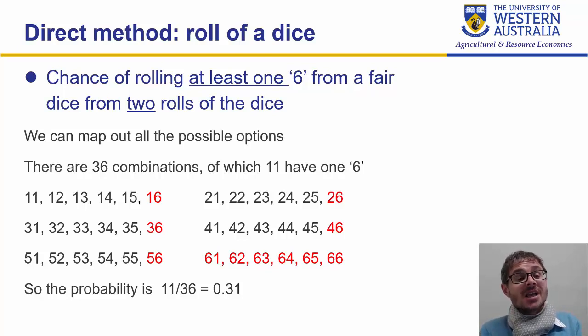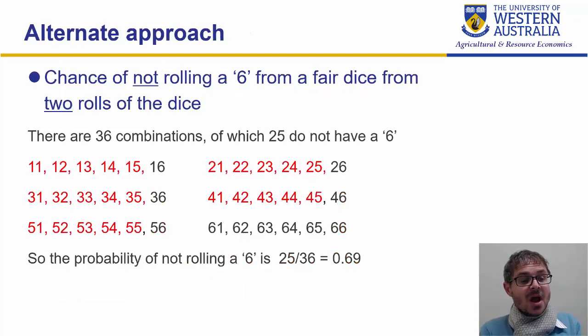All right, so again, let me flip the question around. What is the chance of not rolling a 6 from 2 fair dice? Again, all the combinations that weren't red before are now red. These are all of the chances that you could not roll a 6. So you can see that there are 25 out of the 36 possible cases where you do not roll a 6.